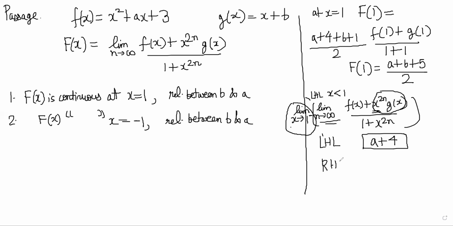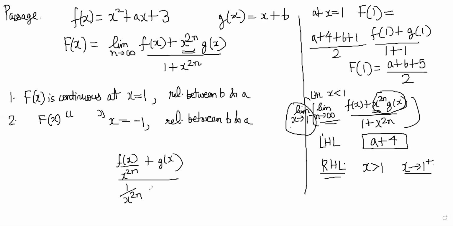And what about RHL? So RHL is the case when x is greater than 1, basically x tends to 1 plus, right? It will be better because this tends to infinity, it will be better if you divide by that, right? So you should do f of x by x power 2n plus g of x by 1 by x power 2n plus 1, right? And this part will disappear, this part will disappear, and it will be g of x, right? So it will be then b plus 1, right?